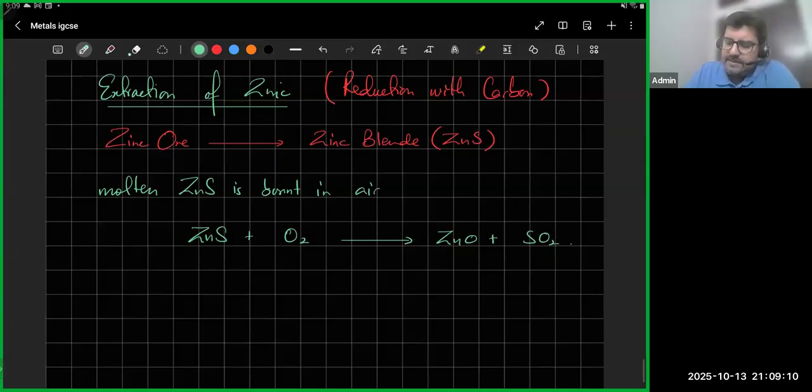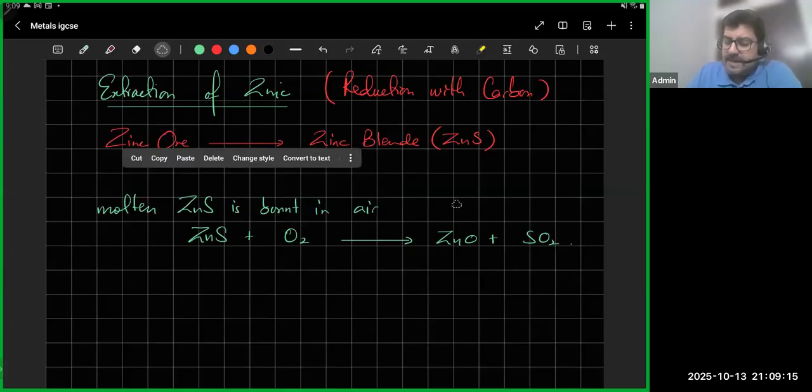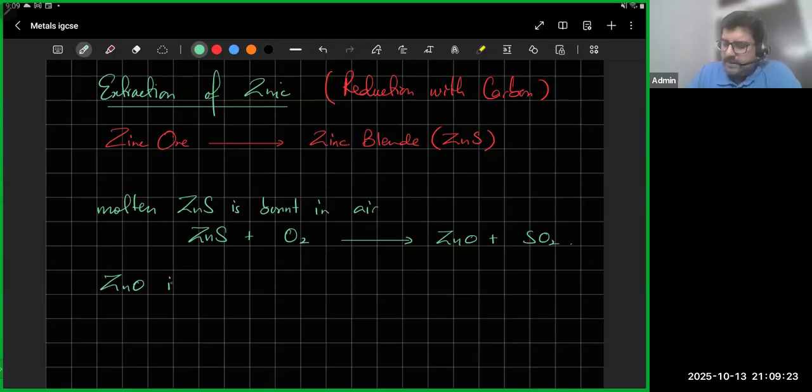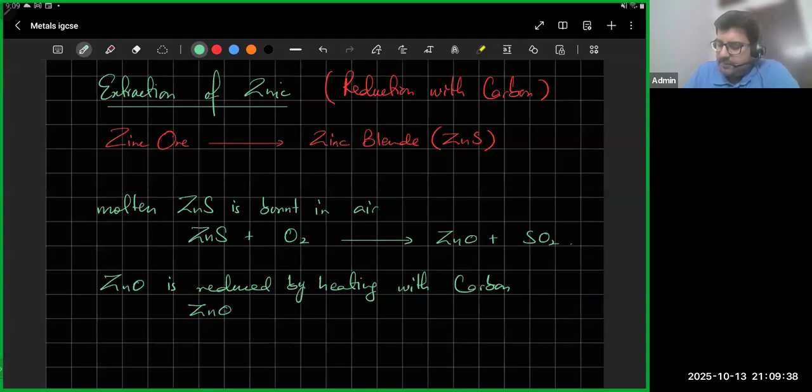Then the next thing is, they might ask you that zinc oxide is extracted in the same way as iron. So what you're going to do next is that ZnO is reduced by heating with carbon. They might ask you to write an equation. So what is that going to be? It's ZnO plus carbon. Carbon is more reactive than zinc, so it will steal the oxygen. It will form carbon dioxide, and zinc metal would be produced.